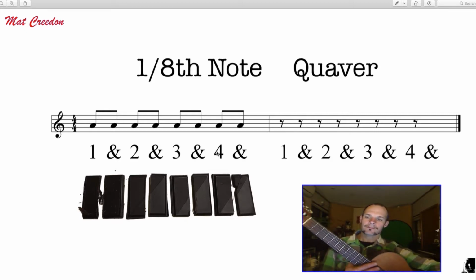Now basically you might say that 8th notes are twice as fast as quarters. Really what it is that 8th notes are half the length, so they do sound faster.